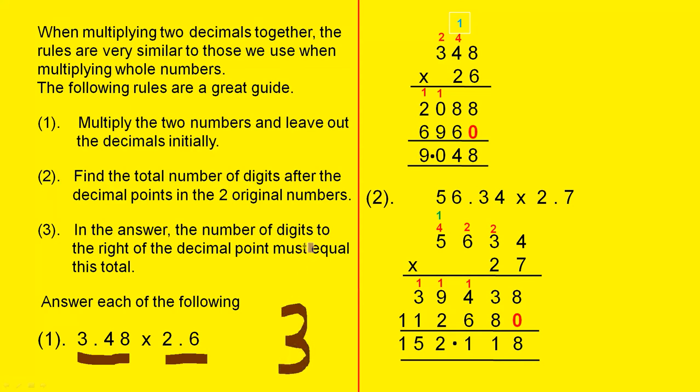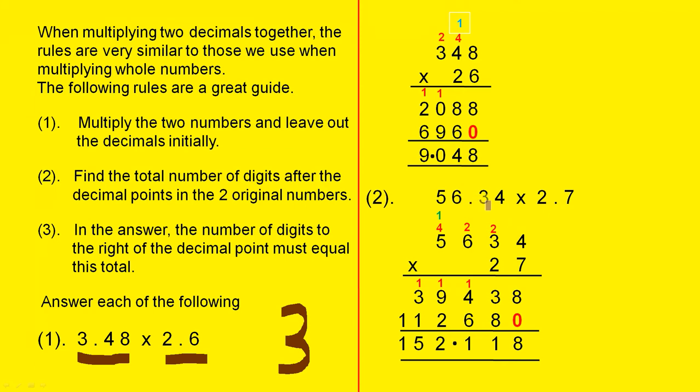The last rule says, in the answer, the number of digits to the right of the decimal point must equal this total. So now we go to the answer, and we have to place the decimal point here because we have 1, 2, 3 digits after the decimal point, and that's what we need. So we know that the answer is 9.048, and that's how you work out where the decimal point goes. Let's look at the next example.